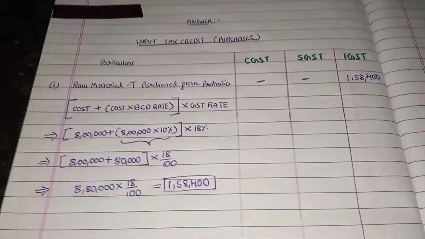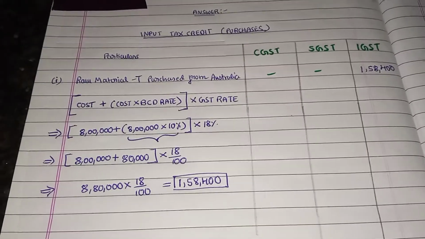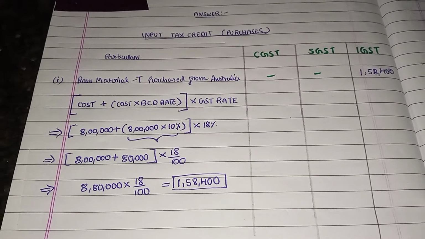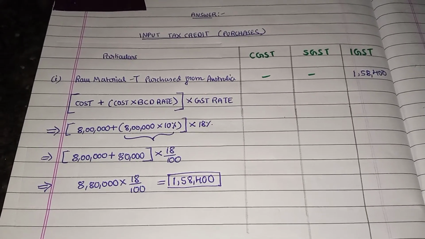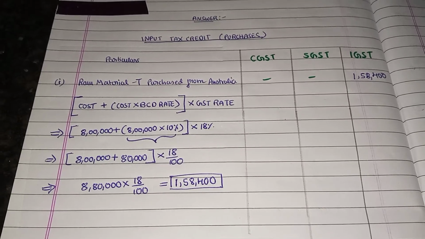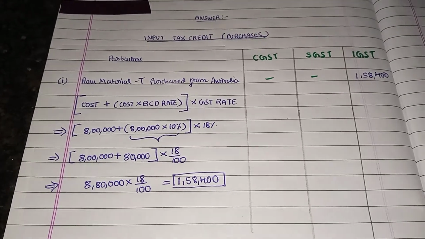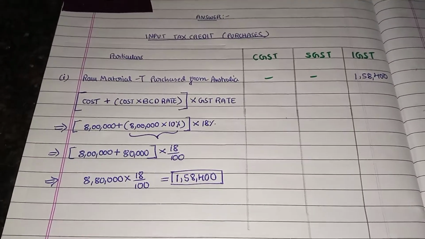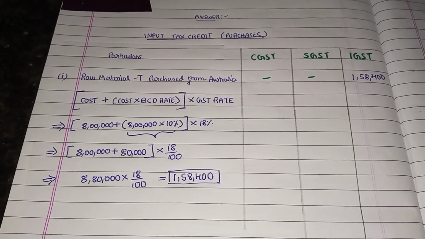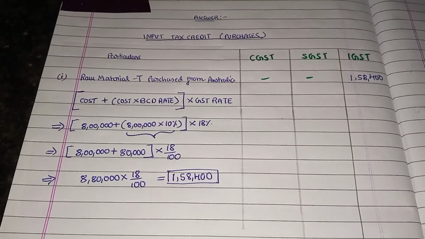So IGST. To calculate IGST, the formula is very simple: cost plus, open the bracket, cost into BCD rate, close the bracket, close the square bracket, into GST rate. This is the simple formula. Right? Guys, the formula is quite simple here: cost plus cost into BCD rate, into GST rate.